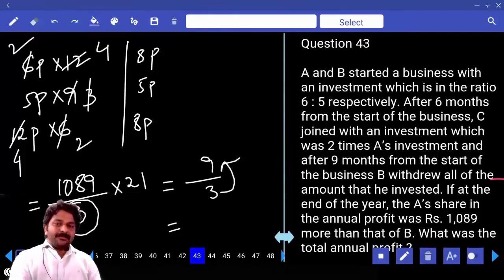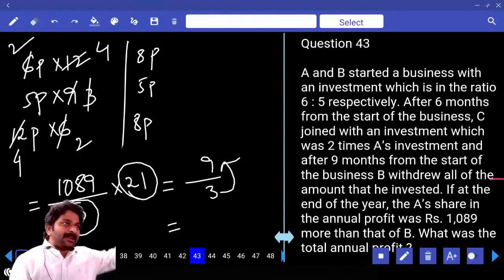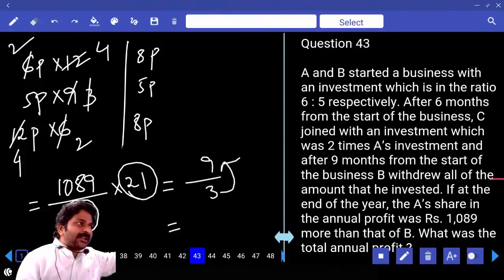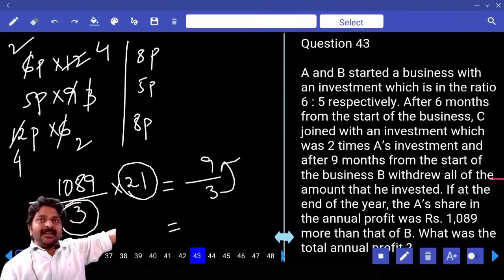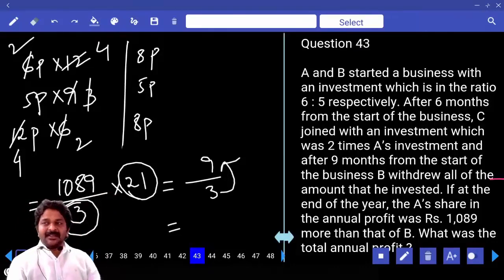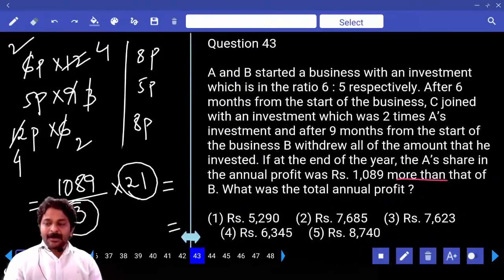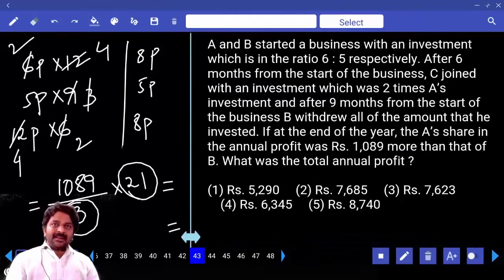Denominator we have 3 and 21 is also 3 multiple, correct? 3 multiple gets cancelled in both numerator and denominator. Still we have 1089, which is a 9 multiple. Then answer must be 9 multiple. So after last digit verification, if multiple options are there, then you can go and verify 9 multiple.